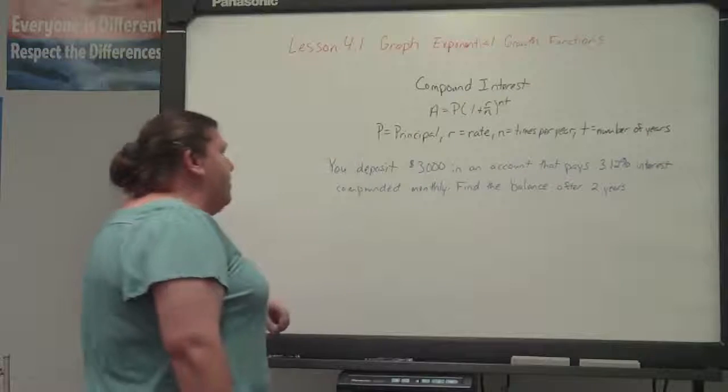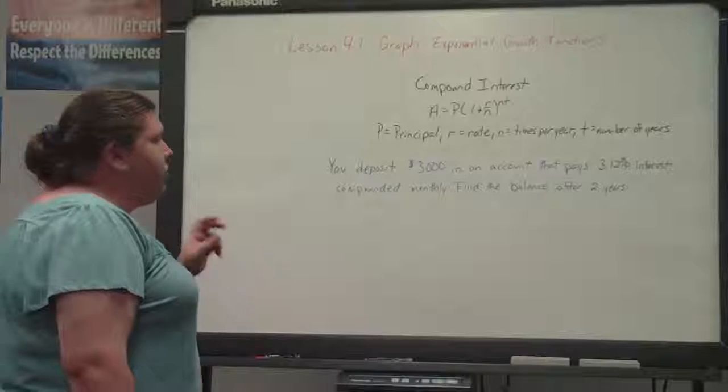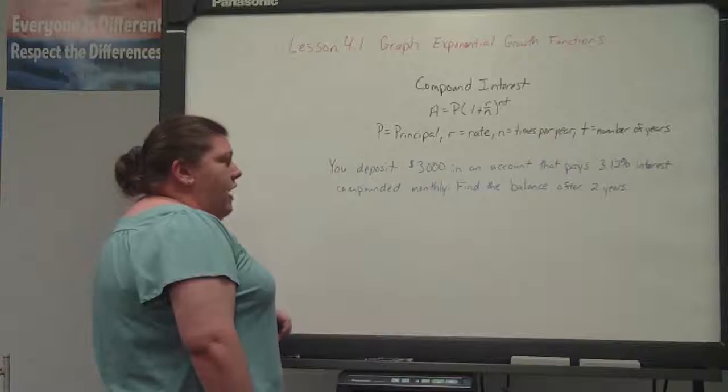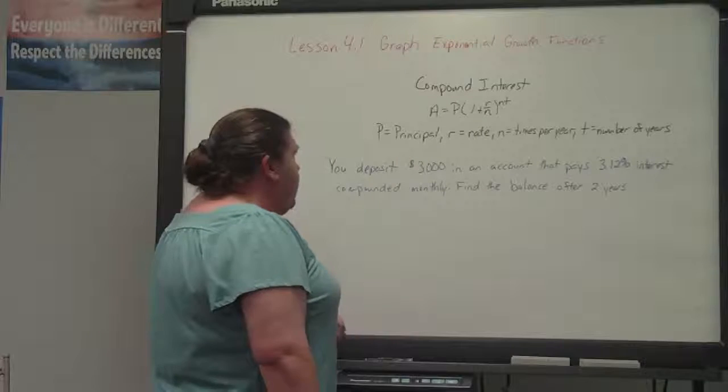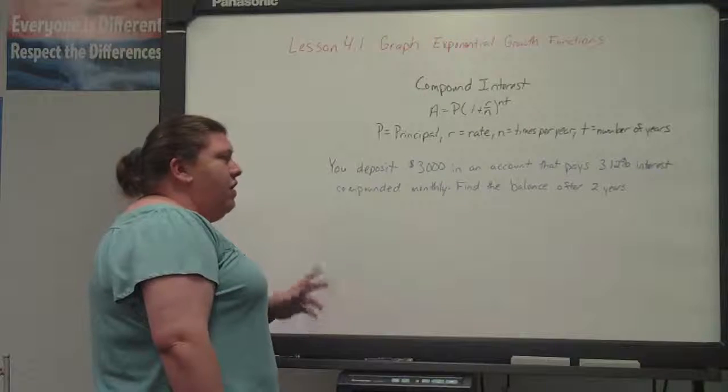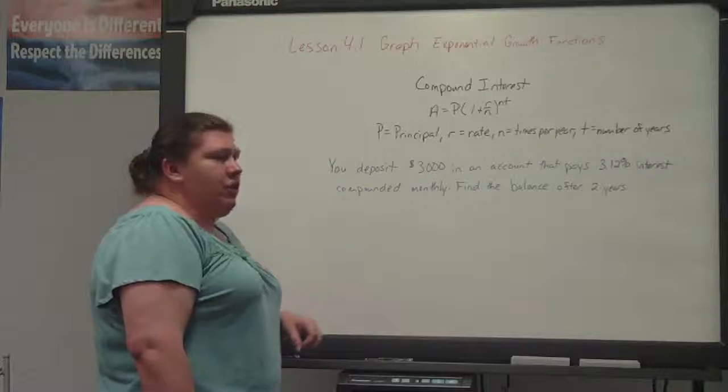So we have a problem. It says you deposit $3,000 in an account that pays 3.12% interest compounded monthly. Find the balance after 2 years.